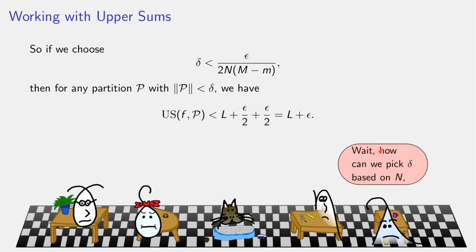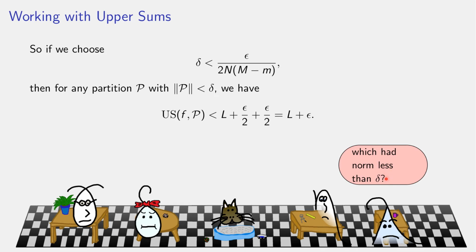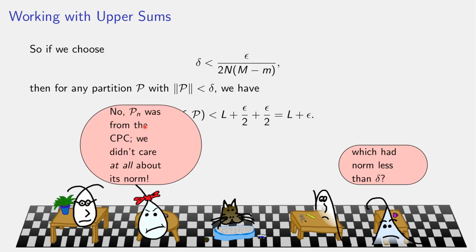And this does merit repetition. We are actually allowed to pick delta after capital N has been fixed. N was the number of points in a specific partition. And saying the partition had norm less than delta is an easy mistake to make. That's not quite true. P sub n was from our sequence from the closed partition criterion. All we needed was that the upper and lower sums were close to each other. The norm or diameter of those partitions never came into play. The closed partition criterion actually has nothing to do with the diameter of partitions. So this P sub n only had to do with epsilon.